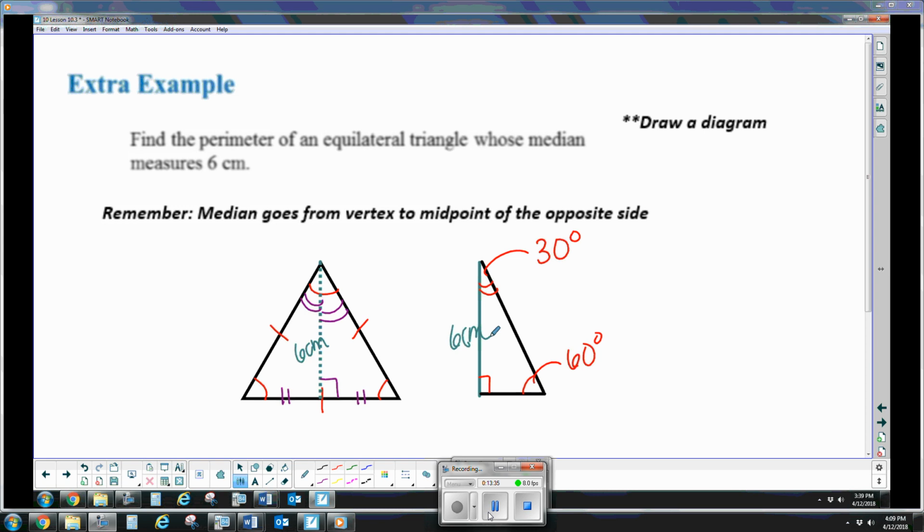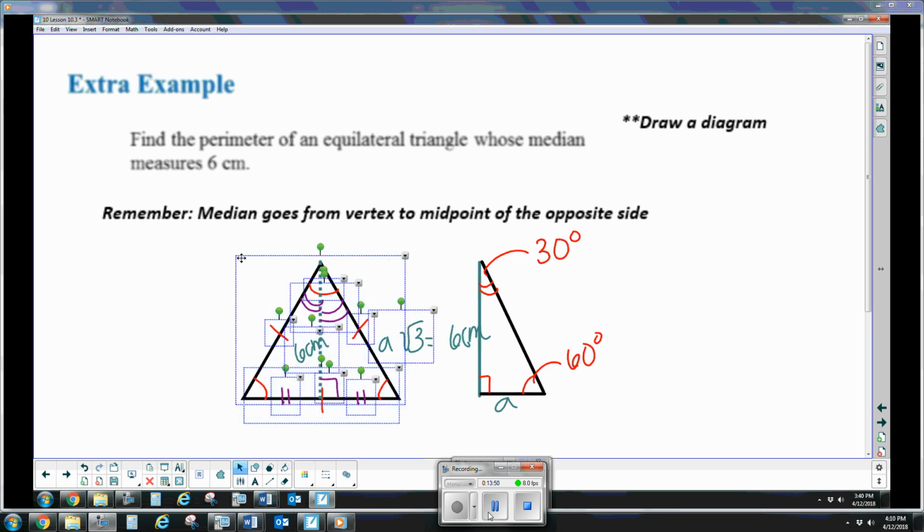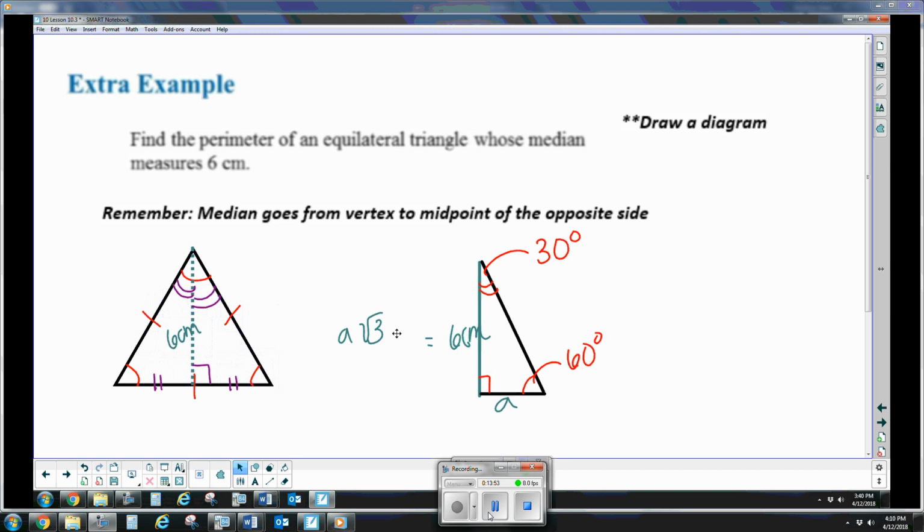Now in a 30, 60, 90 degree triangle, we know that the side opposite of the 60 degree angle is the longer side. And we know that that's also equal to the shorter side times the square root of 3. So now we're going to use algebra to solve for A. So if the longer side is 6 centimeters, and that's also A times the square root of 3, to solve for A, we divide 6 by the square root of 3.